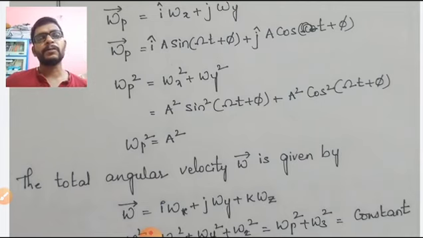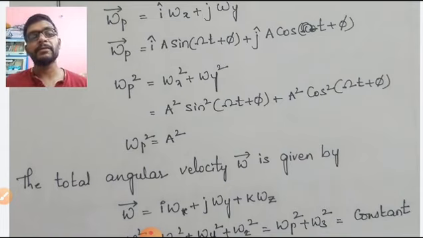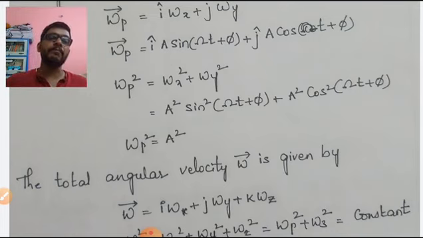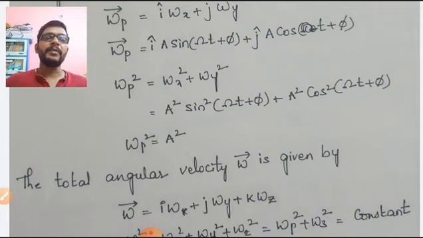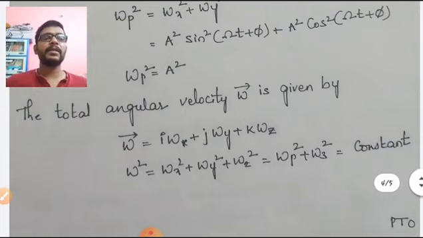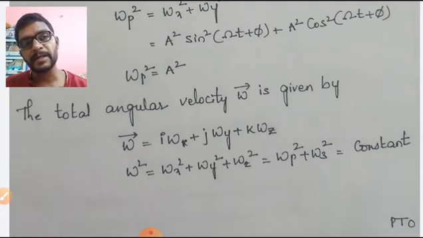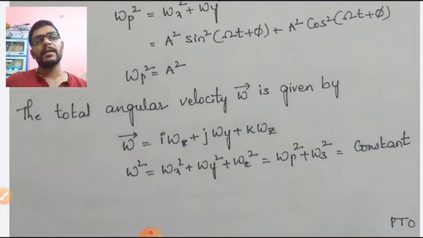Now, the total angular velocity omega bar is given by, where omega p is only the angular velocity in the xy plane, but since we are taking the xyz axes, the total angular velocity omega bar is equal to i omega x plus j omega y plus k omega z. We already know that omega x square plus omega y square plus omega z square, which can also be written as omega p square plus omega z square, is equal to a constant. So for a freely rotating symmetrical top the angular velocity component is constant.